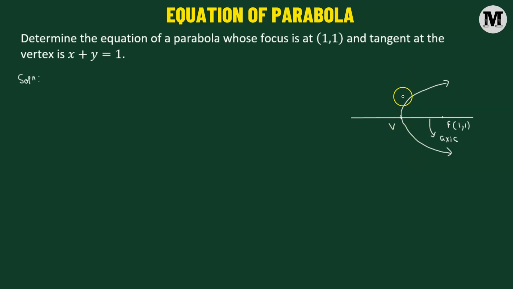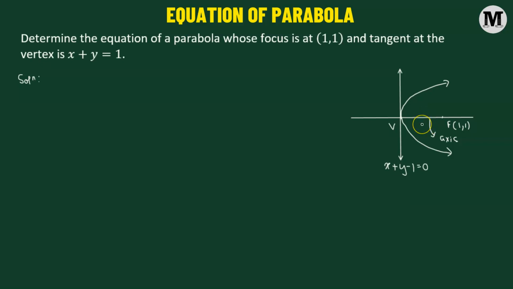Now it's also given here that the equation of the tangent at the vertex is x + y = 1. So here we have the tangent at the vertex with the equation x + y - 1 = 0. Fine. Now this tangent is going to be perpendicular to the axis of the parabola. Now with this information we need to find out the equation of the parabola.